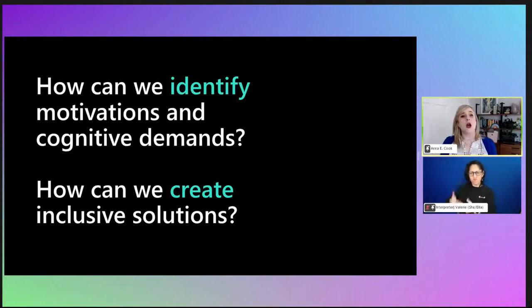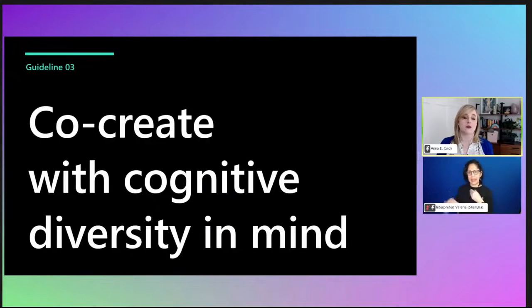So we understand the cognitive demands for learning, focus, decision-making, recall, and communication a little more. You might be wondering, how can we understand these cognitive demands in our experience? Well, as I mentioned earlier, we tend to use our own abilities and needs to build experiences, but this can create bias, and that can lead to a high cognitive demand for users we aren't accounting for. So this brings us to our third and final step in accounting for cognitive exclusion. Co-create with cognitive diversity in mind.